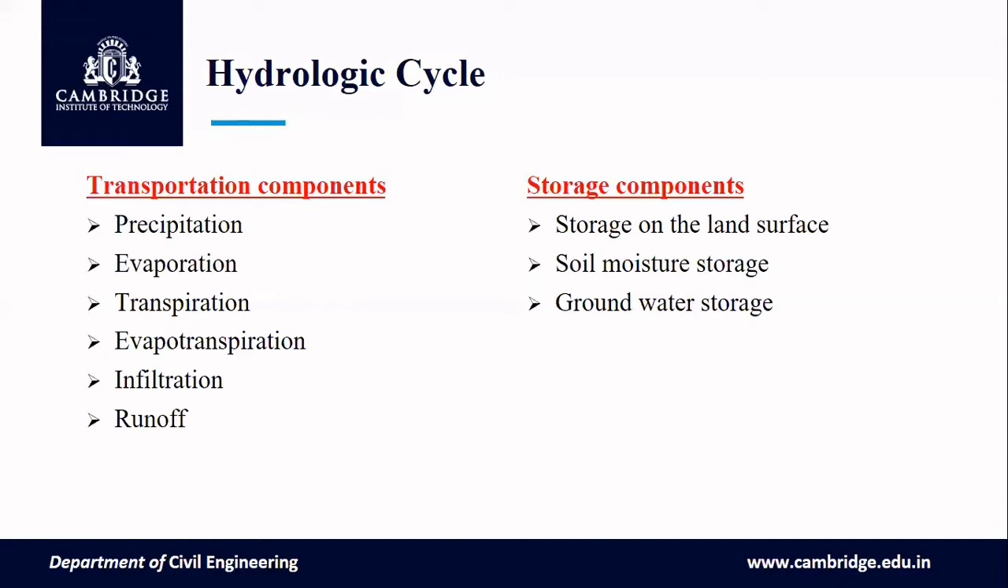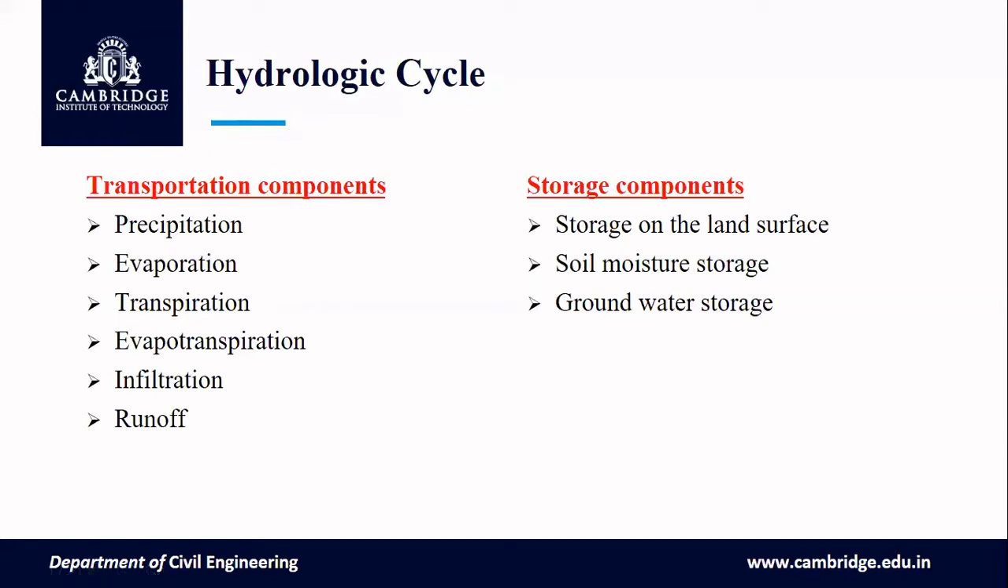That is known as subsurface runoff. So these are the runoff. These are the major transportation components we'll see in the hydrologic cycle. Next, the storage components. Majorly three storage components we'll see in the hydrologic cycle.